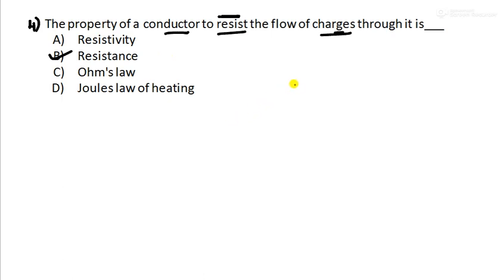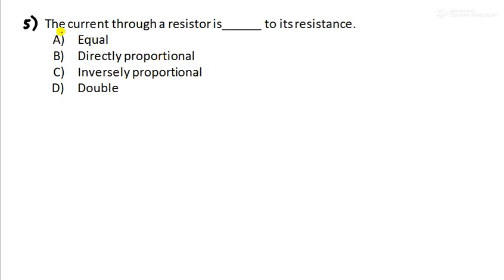Okay, next moving to question number 5. So the question is, the current through a resistor is dash to its resistance. So it is based on Ohm's law. What is that? V is equal to IR. Okay, so they have asked the current through a resistor is dash to its resistance: equal, directly proportional, inversely proportional, or double. So if I write I and R separately, I will become V by R.